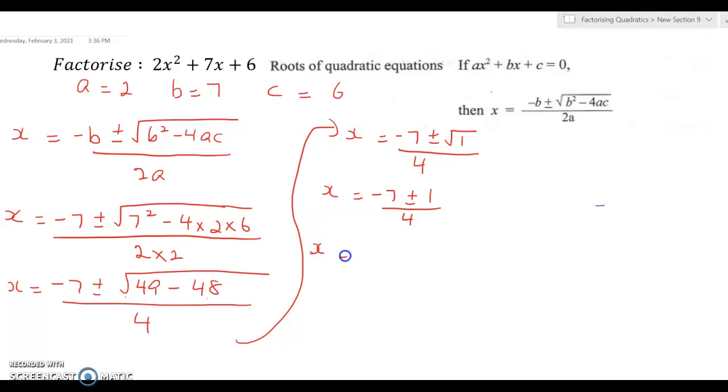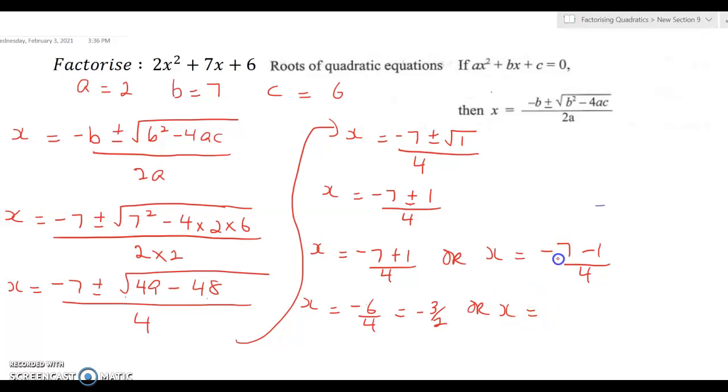So therefore I'm going to get x is equal to minus 7 plus 1 over 4, or I'm going to get x is equal to minus 7 minus 1 over 4. And now let's just simplify. Minus 7 plus 1 is minus 6 over 4. I could divide the top and the bottom by 2, so I'll get minus 3 over 2. And then, I could have x is equal to minus 7 minus 1 is minus 8 over 4, which is minus 2. So these are my two x values.